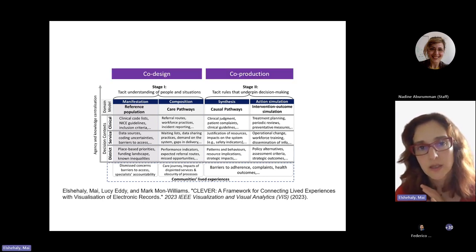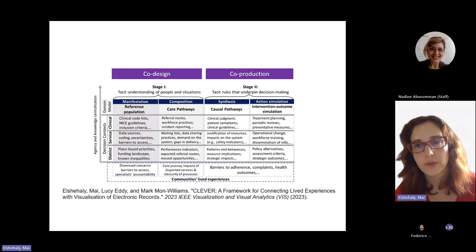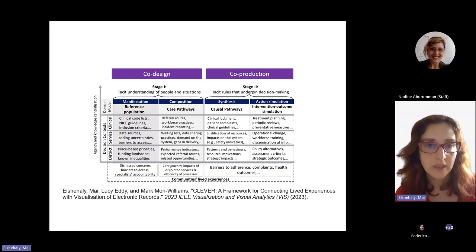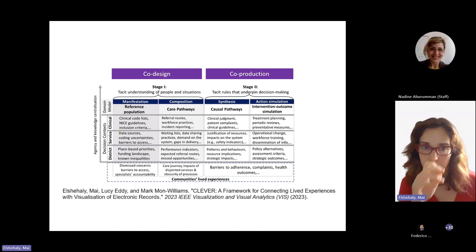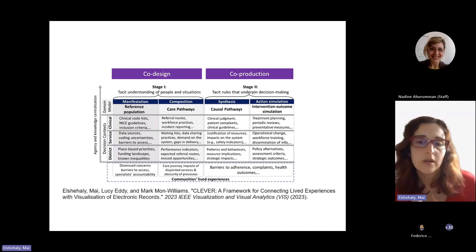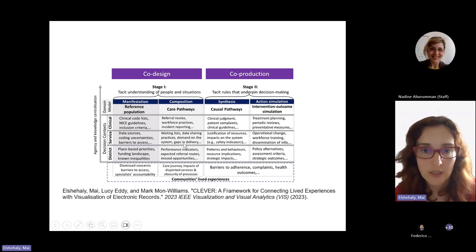And we found that these stages also nicely align with the elements of the social science side of the story, co-design and co-production. So co-design is very much about building, in a participatory way, an understanding of what the current situations are on the ground, and co-producing answers to the questions or interventions that can help alleviate some of the existing problems.